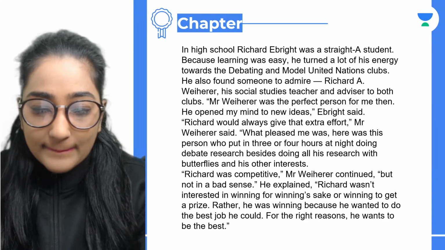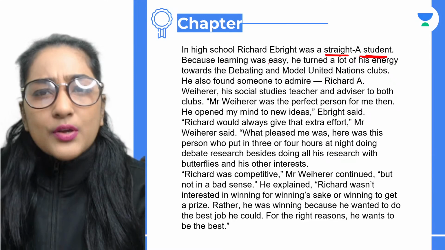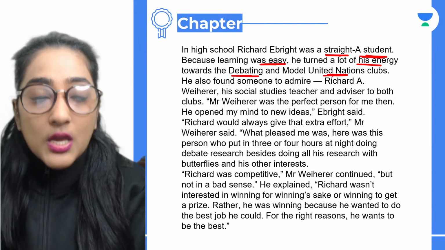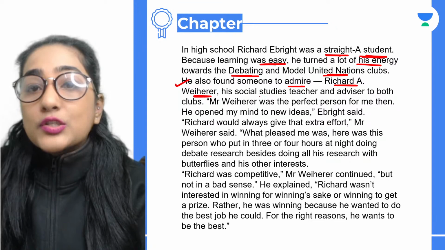So now we see in high school, Richard Ebright was a straight-A student. That basically means he was just a good student. Because learning was easy, he turned a lot of his energy towards the debating and Model United Nations clubs. So he used to be very intelligent. He was focusing on all the aspects of life. He also found someone to admire, Richard A. Herrer, his social studies teacher and advisor to both clubs.